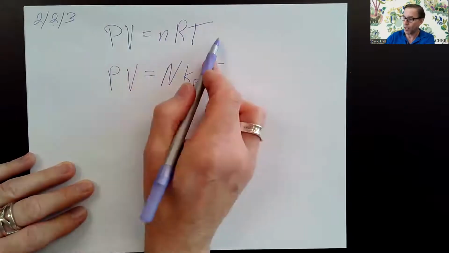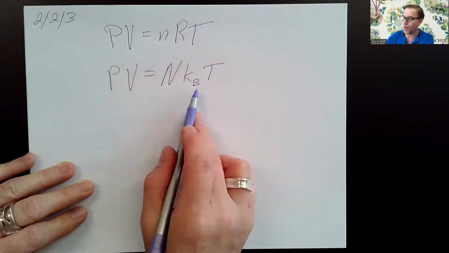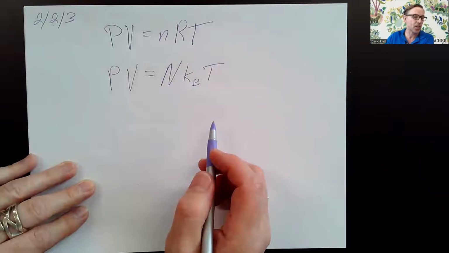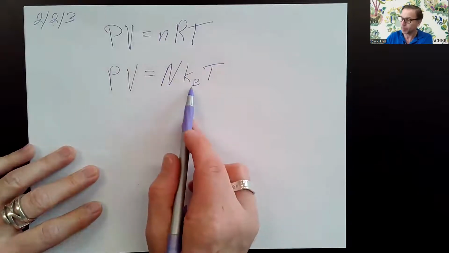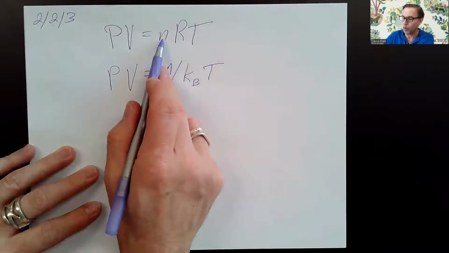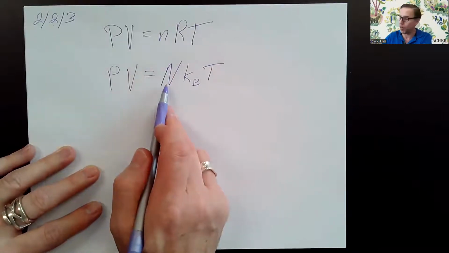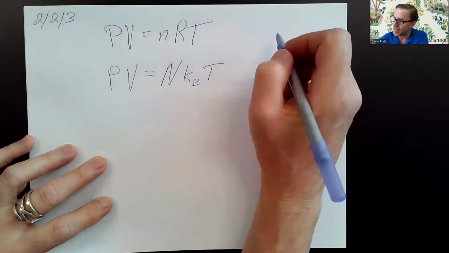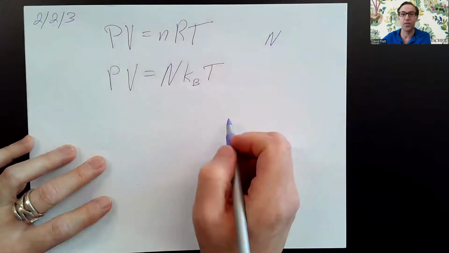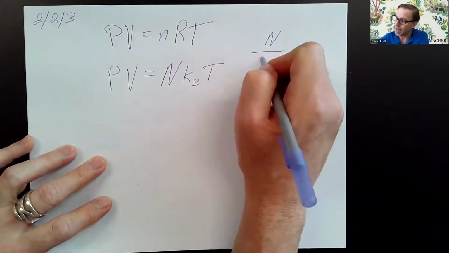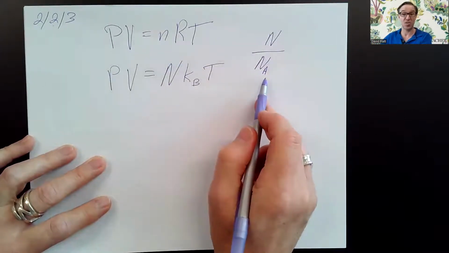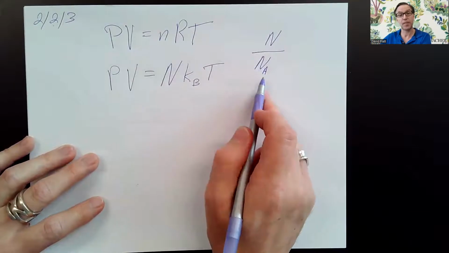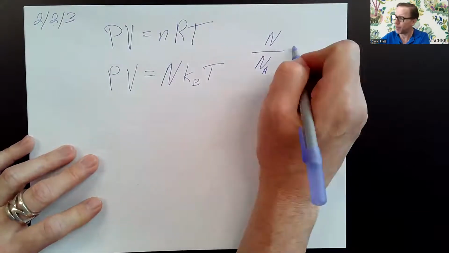So instead of nRT, the right side is NkBT. What is kB? I just thought I would point that out to you. kB allows us to change from moles of particles to the number of particles. So if I take the number of particles and divide by N sub A, Avogadro's number, 6.02 times 10 to the 23rd, I wonder what that would give me.